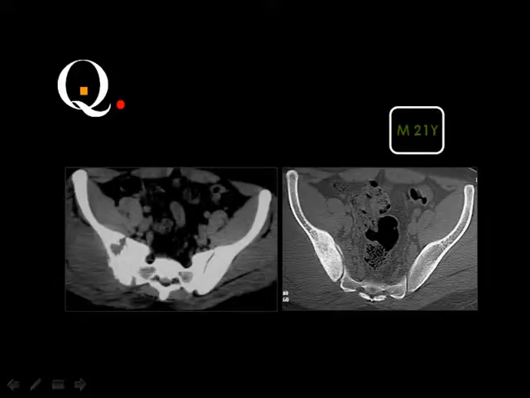Sclerotic lesion in the pelvis, on edge, and this lesion has been proved to be Ewing sarcoma.